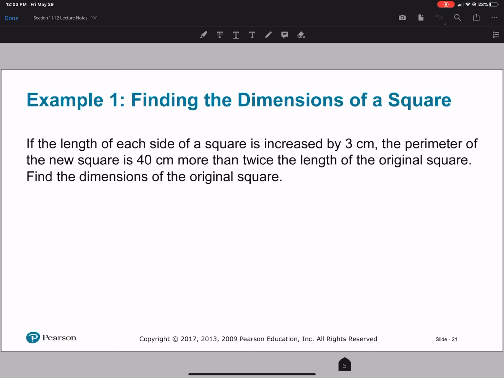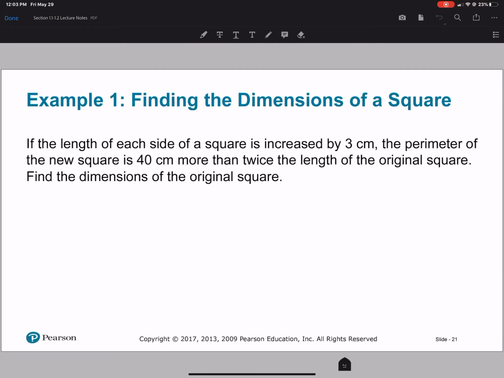Now, for example 1, it says, finding the dimensions of a square. It says, if the length of each side of the square is increased by 3 centimeters, the perimeter of the new square is 40 more than twice the length of the original square. All right? So it says, find the dimensions of the original square.